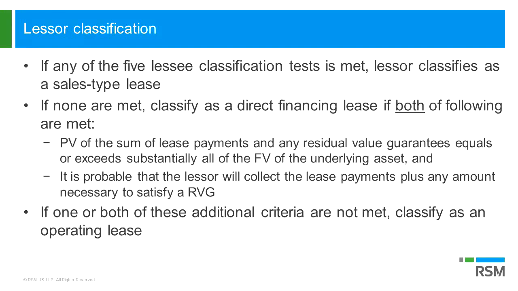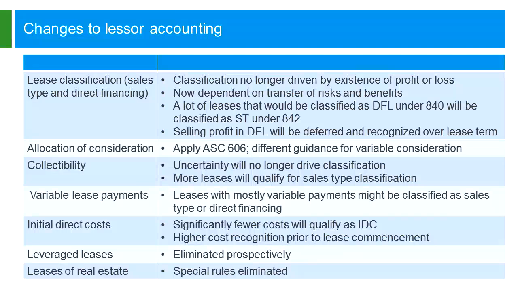So you're first going to look to see if the lessee classified it as a finance lease, then the lessor is probably going to treat it as a sales type lease. If the lessee is not treating it as a finance lease, then you need to see if the lessor should be treating it as a direct financing lease, and if that's not the case, then they'll treat it as an operating lease. There's another slide in the presentation summarizing some of the other changes to lessor accounting that we won't discuss at this point, but you can go ahead and look at those.